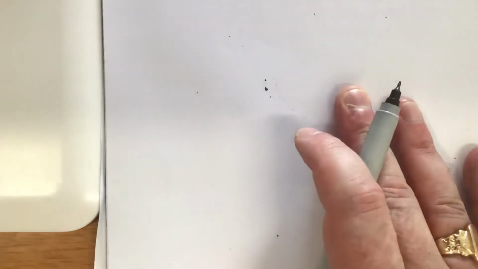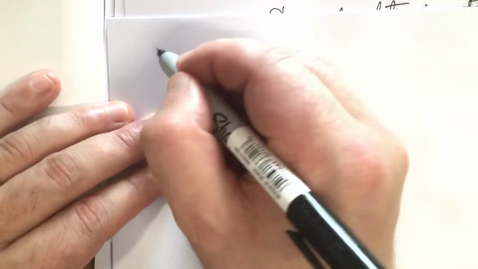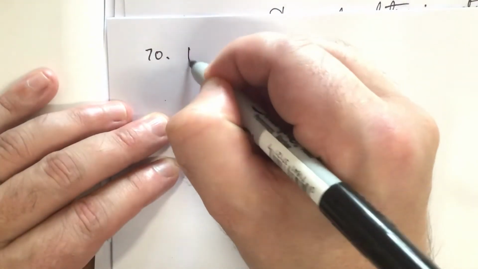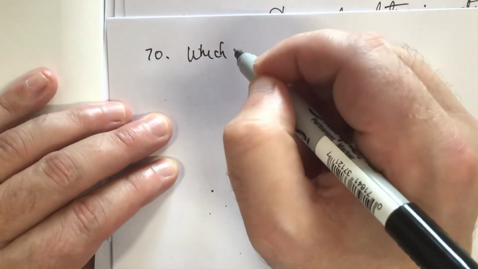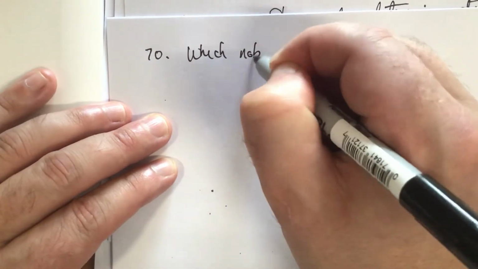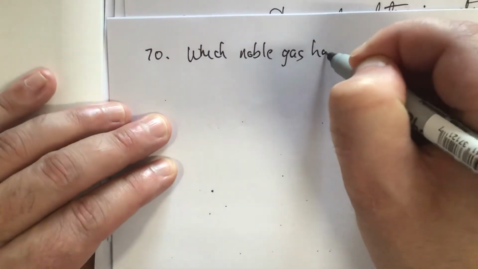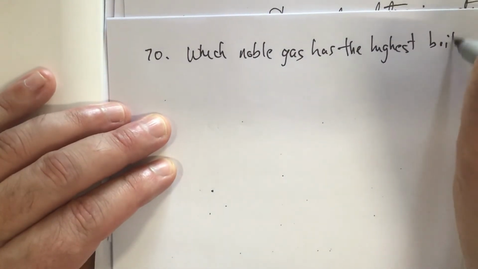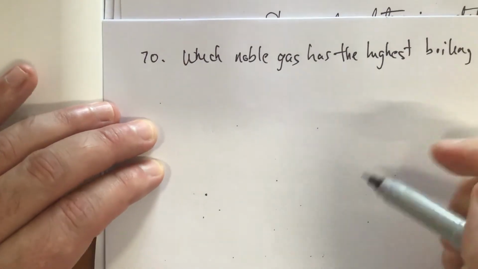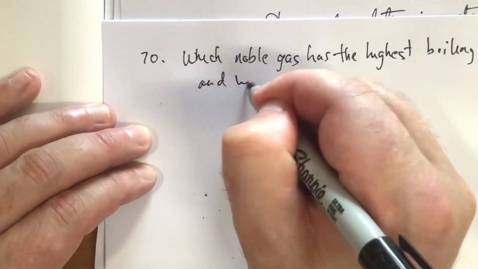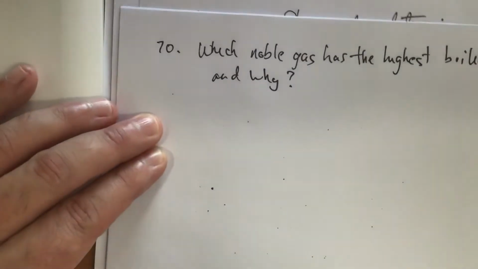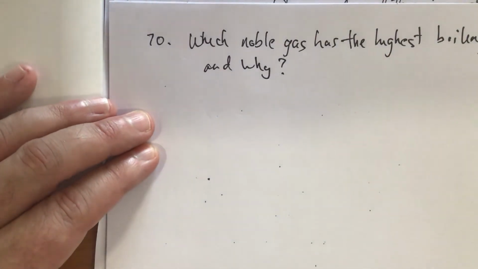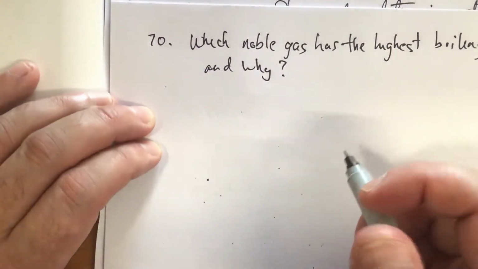Okay, so next one, I'm going to do these classic questions; you should be able to tell which one. Question number 70 says, which noble gas has the highest boiling point, and why? You can't just guess which one it is, you have to say why. So we need to use our English to be able to tell why.